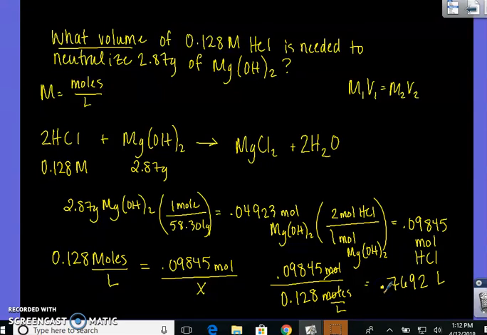Okay, and then of course if they want us to convert this to milliliters, we would have to multiply times 1,000. So that would give us 769.2 milliliters. Okay, but the problem didn't ask for that. It just said volume, so I'm going to leave this in liters. Okay. All right, so that is our first titration calculation. And here in just a bit, we'll do a couple more.